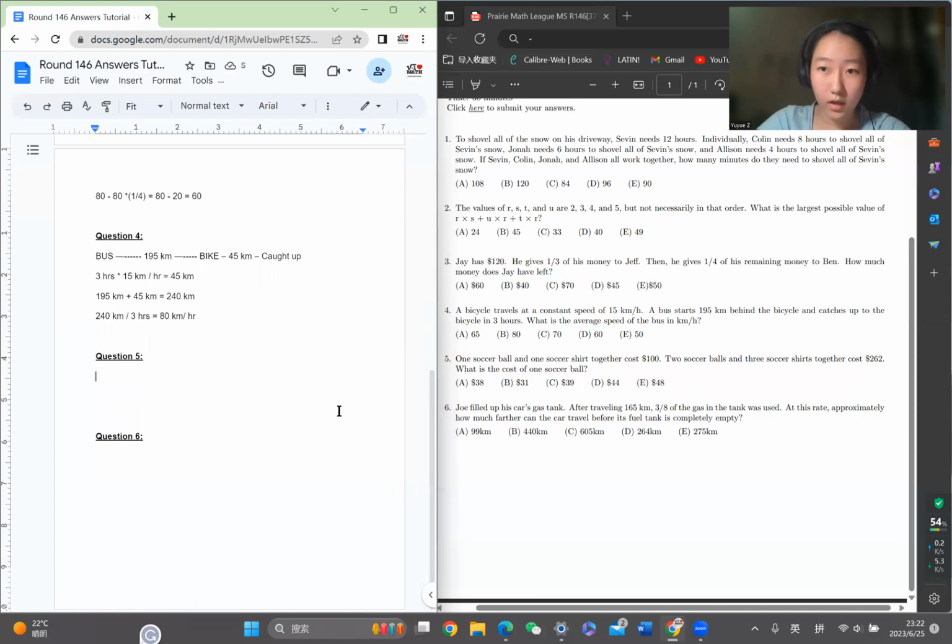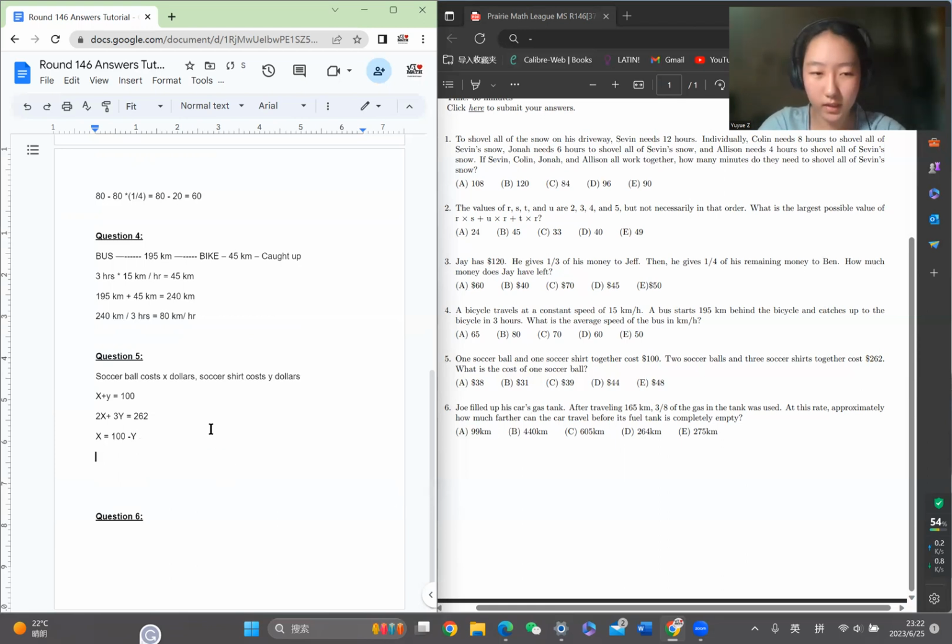Question number 5. One soccer ball and one soccer shirt together costs $100. Two soccer balls and three soccer shirts together cost $262. What is the cost of one soccer ball? So let's suppose that a soccer ball costs X dollars and a soccer shirt costs Y dollars. Therefore, X plus Y equals 100. 2X plus 3Y equals 262.